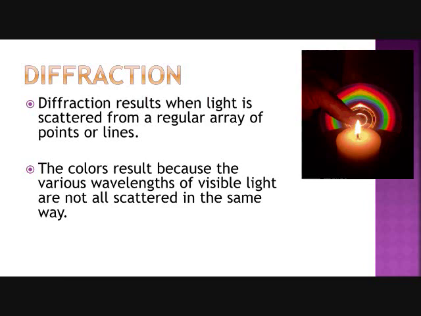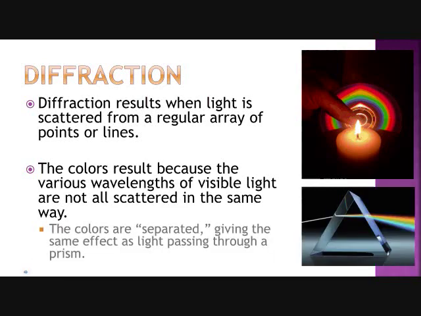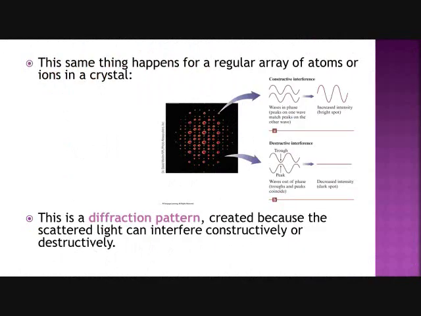Also, looking through a prism is a way to scatter light. So diffraction results when you scatter light from a regular point or line. The visible light wavelengths are not scattered in the same way, which is why they separate, making the rainbow effect when they're passed through a prism or shown off of your CD. When they are separated, two things can happen, creating what's called a diffraction pattern. They can either constructively interfere or destructively interfere.